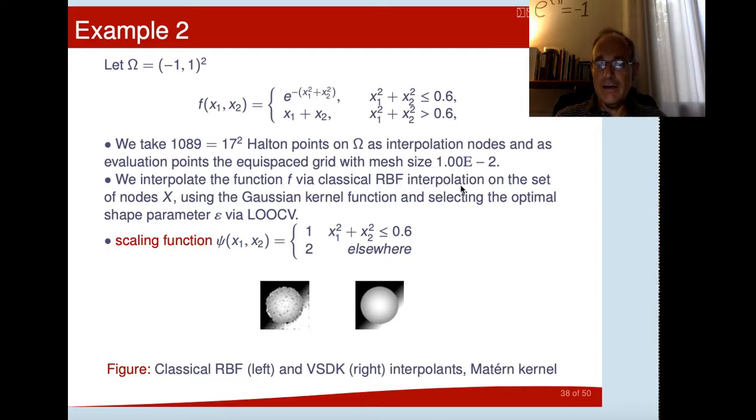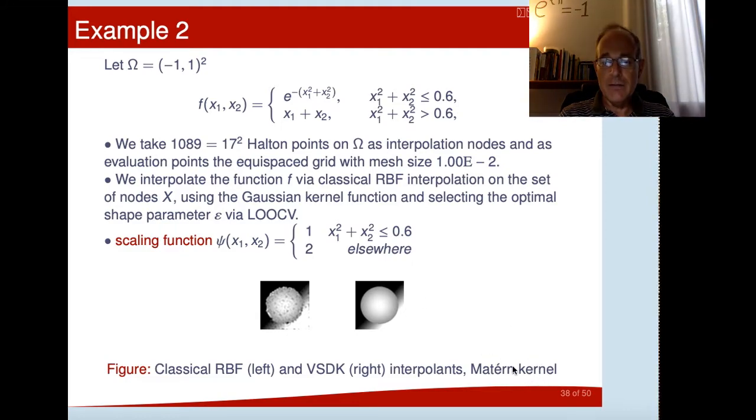So we interpolate the function via the classical RBF on the set of nodes using the Gaussian kernel, selecting also the optimal shape parameter using leave-one-out cross validation. But if we use the scaling function, we use the strategy as before, so we have the VSDK based on this scaling function, and the result is clearly much better using the VSDK for the reconstruction of this function, which is actually a kind of sphere in the square. Okay.